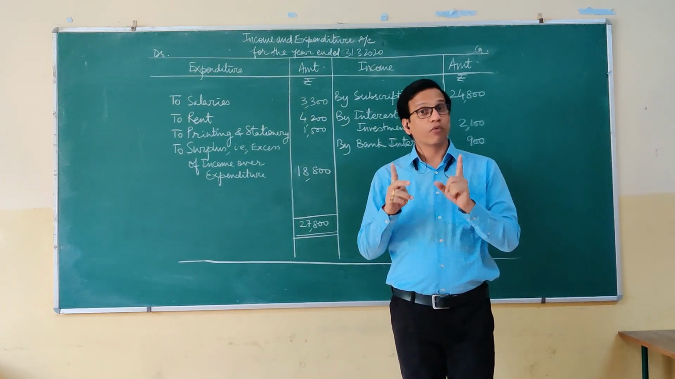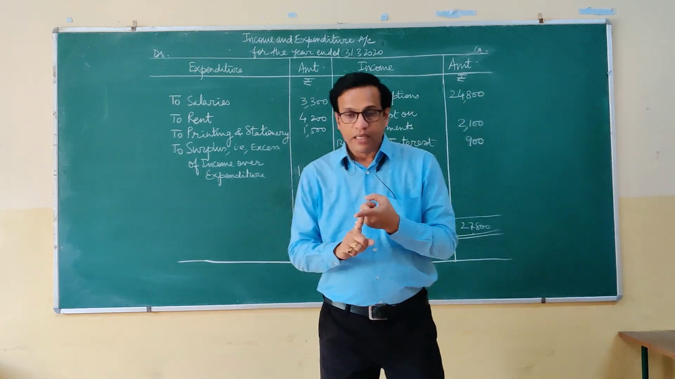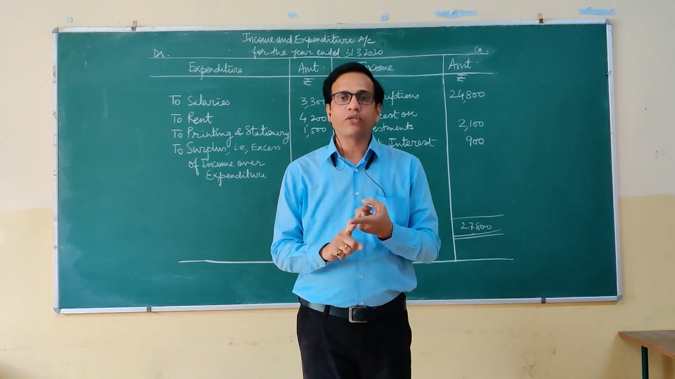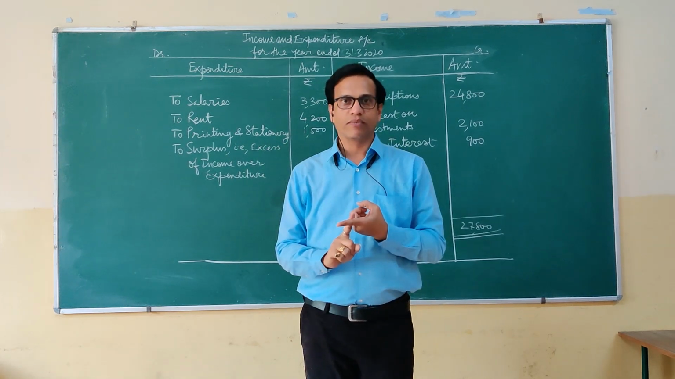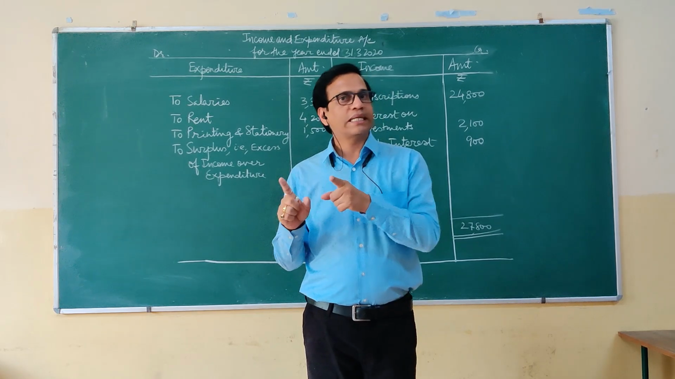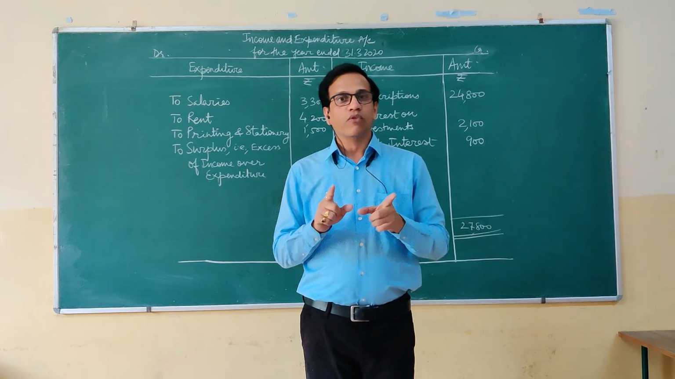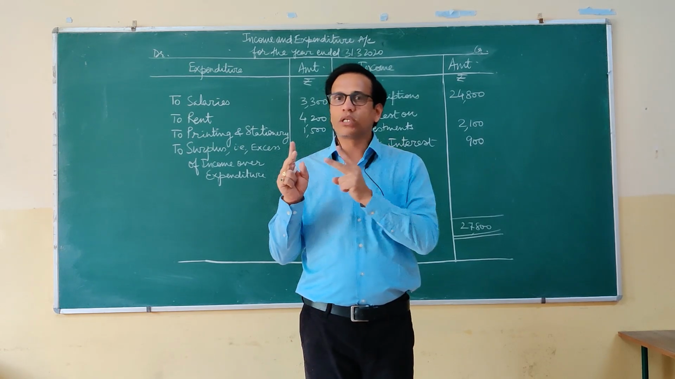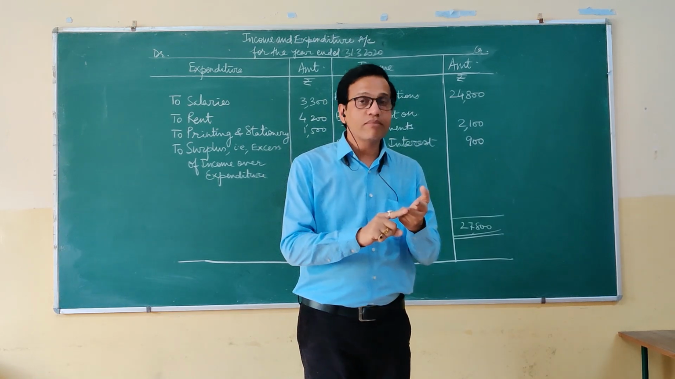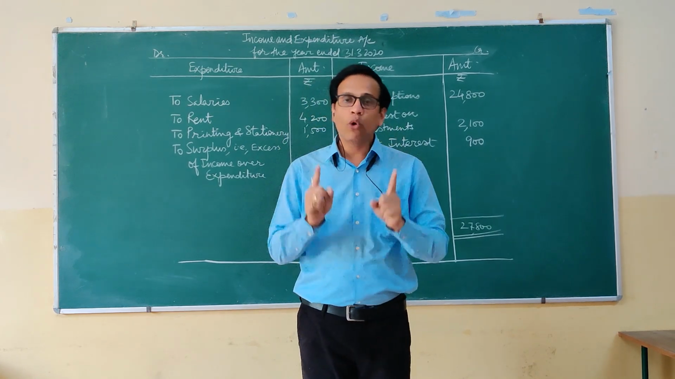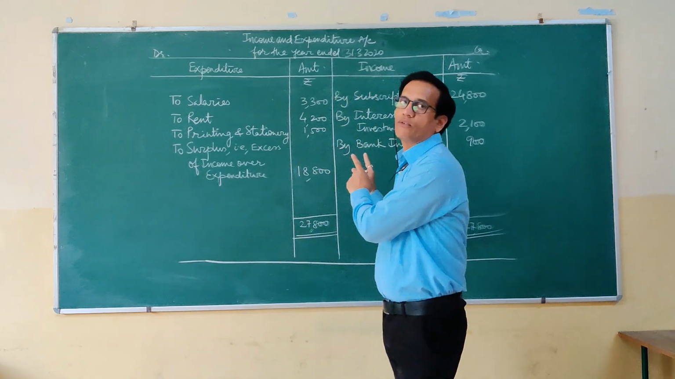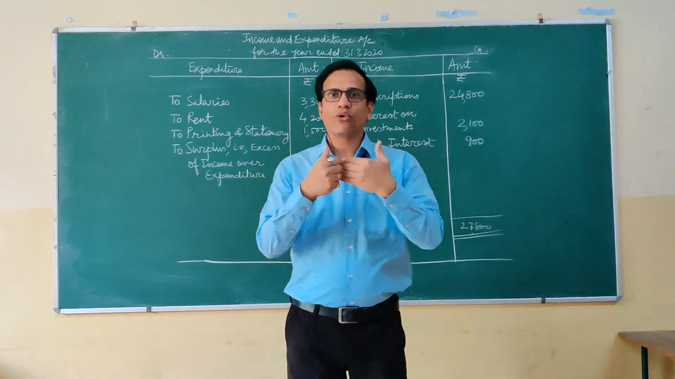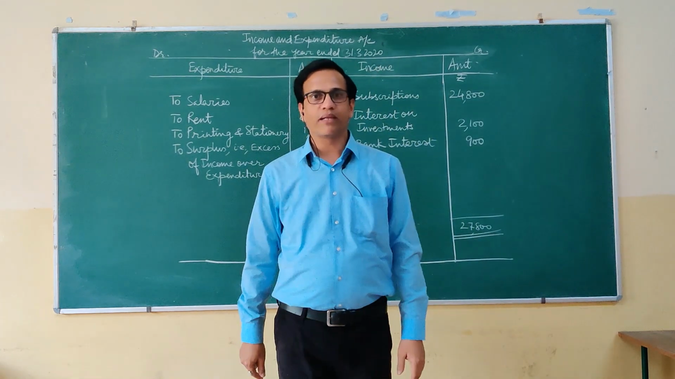How to prepare it? What is to be kept in our mind? Number one, opening and closing balances of receipts and payments account will not be taken to the income and expenditure account. All the items of debit and credit side of receipts and payments account will be divided into two types of items: capital items and revenue items. All the revenue items will be taken from receipts and payments account to the income and expenditure account. This is the only thing you have to keep in your mind.